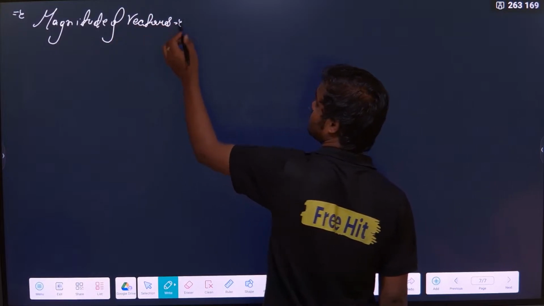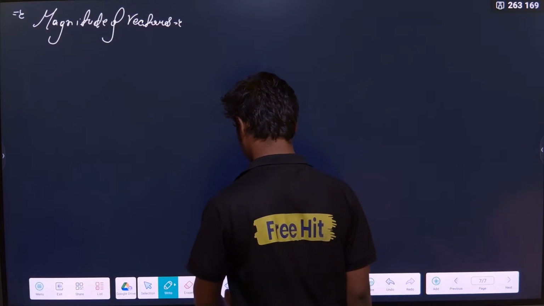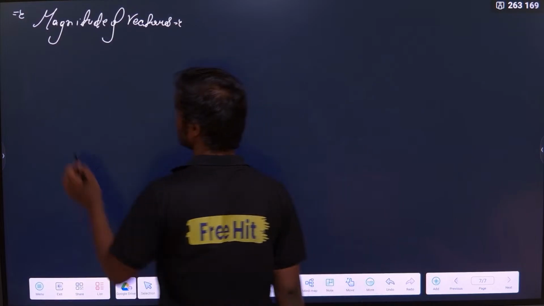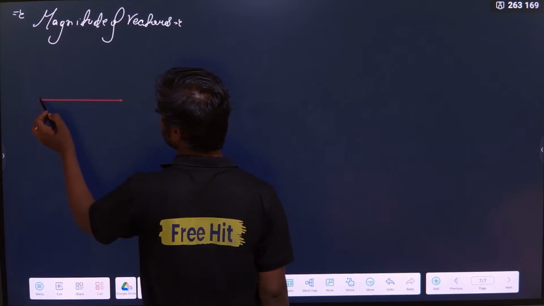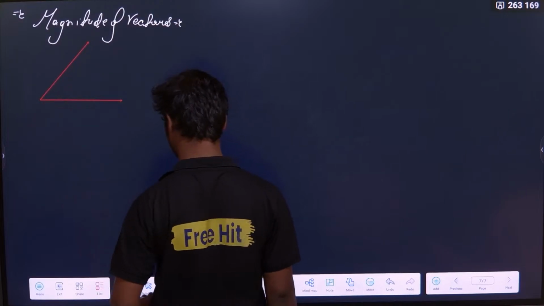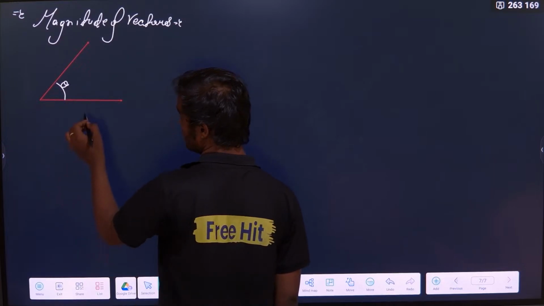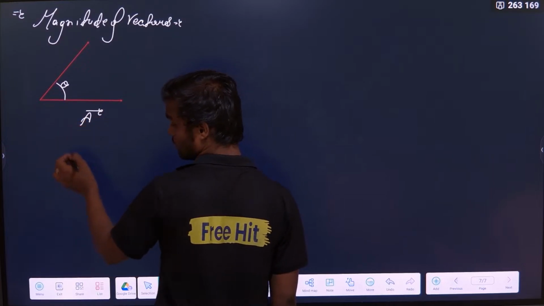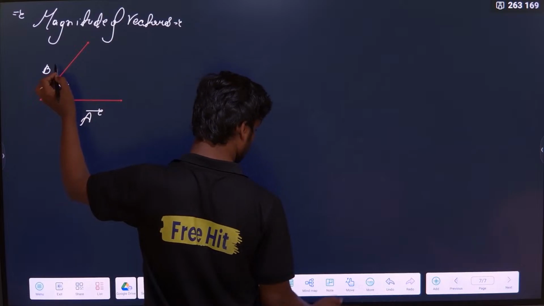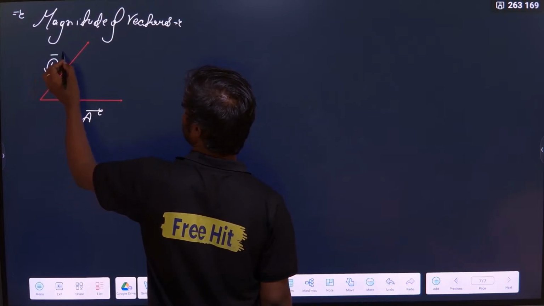What I am trying to say, suppose there are two vectors. Suppose there is one vector like this, and suppose there is another vector like this. Suppose the angle between the vectors is theta. This is my A vector and this is my B vector.